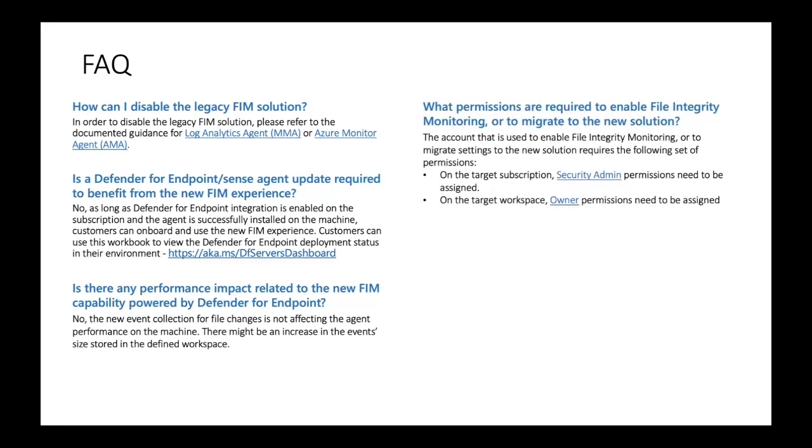And one important question is about the permissions that are required to enable the new FIM, or to migrate to the new solution. The answer to this is, on the target subscription, you need security admin permissions. On the target workspace, you need to have owner permissions. So it's not enough to be a workspace contributor. You need to be an owner of that workspace in order to be able to use that as a target workspace for file integrity monitoring powered by Defender for Endpoint.